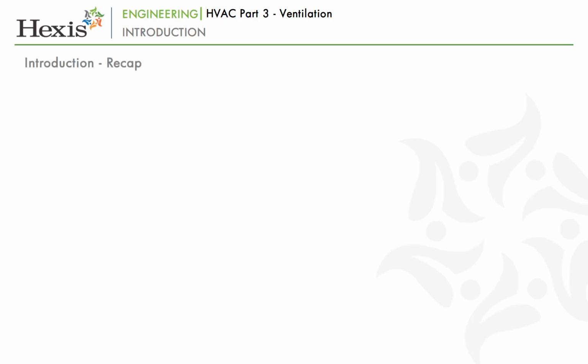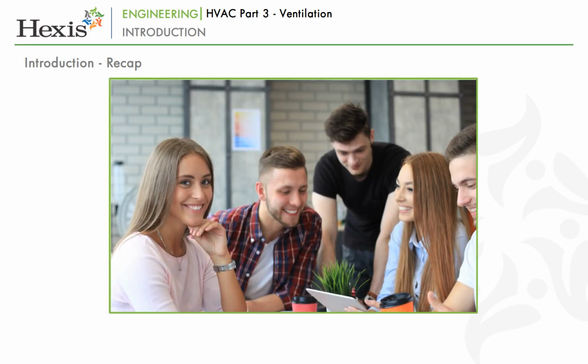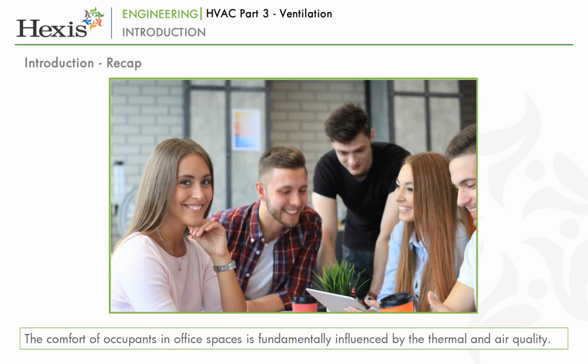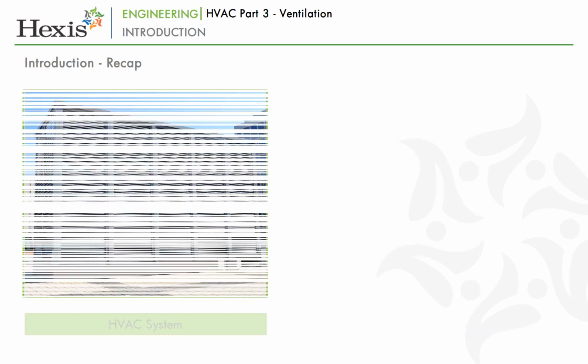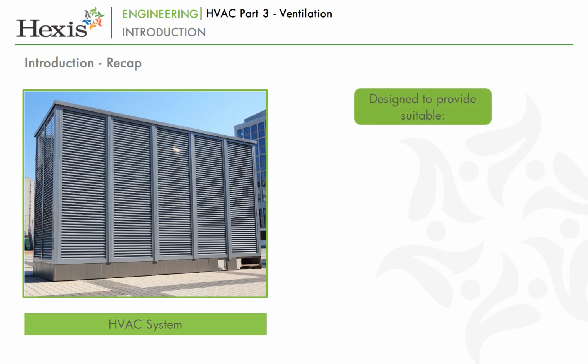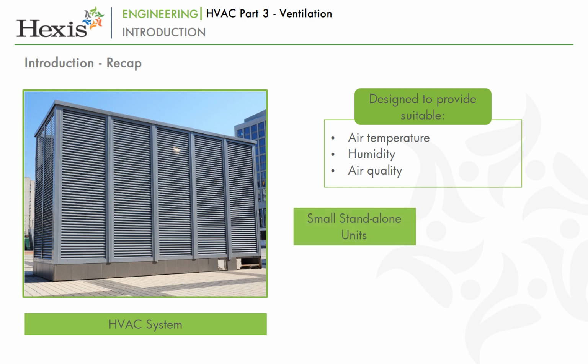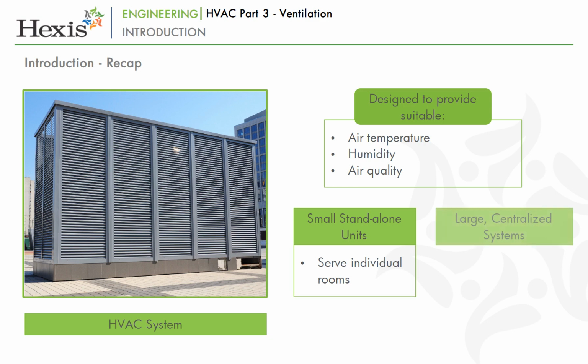Before we begin, let us take a quick recap of what we have learned so far about HVAC systems. As we learned in the earlier modules, the comfort of occupants in office spaces is fundamentally influenced by the thermal and air quality. HVAC systems are designed to provide workers in office buildings with a suitable air temperature, humidity, and quality. We saw that HVAC systems can vary greatly in complexity, from small standalone units that serve individual rooms to large centralized systems serving multiple zones in a building.